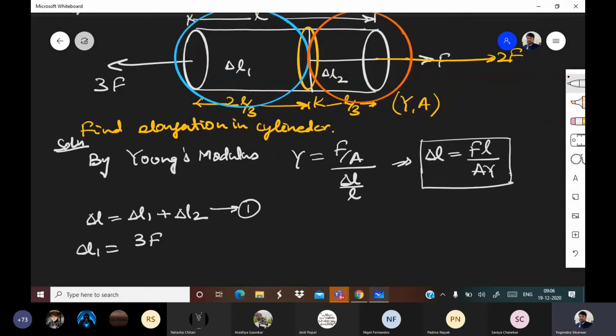How much is the length of the part? It is 12 by 3. And how much is A? A is A only. How much is y? It is y only.